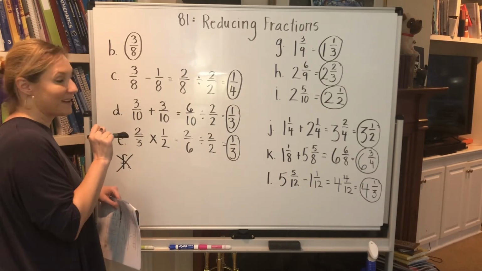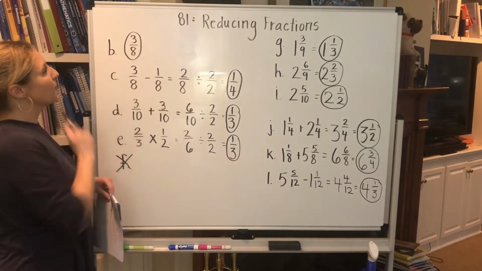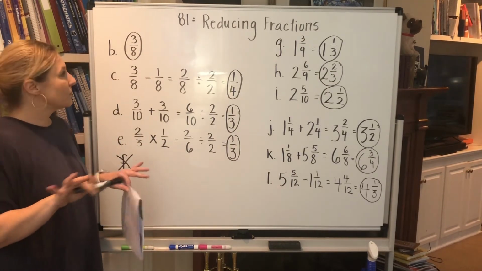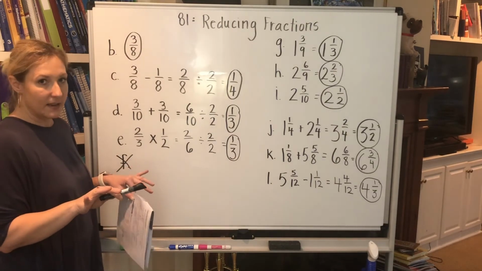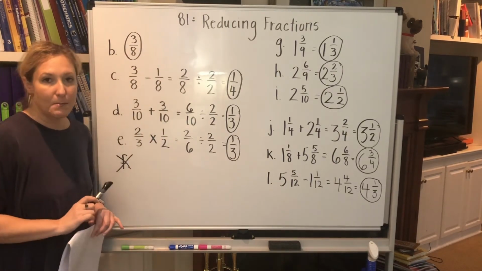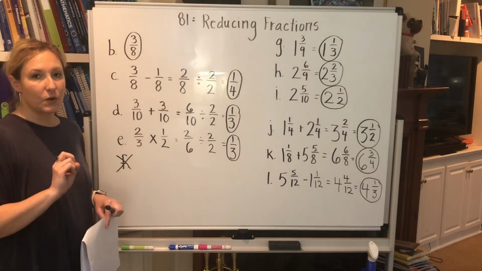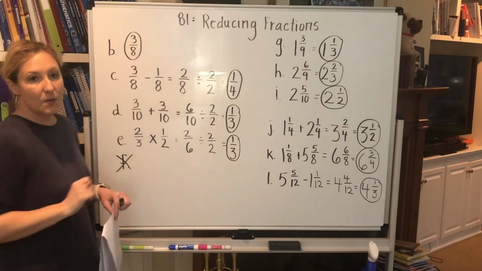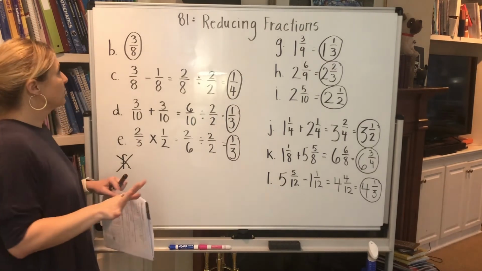Okay, so for B, you should have gotten 3/8 because the reason this cannot be reduced is why? 3 is a prime number. There are only two factors for a prime number, 1 and 3. So if 3 does not go into 8, it cannot be reduced.